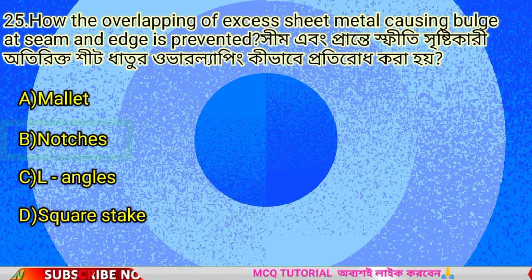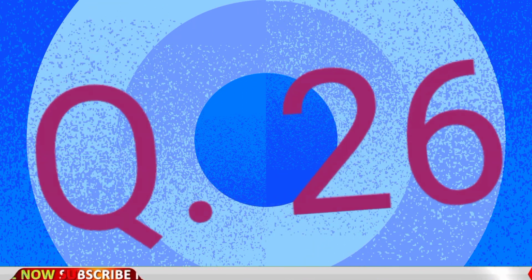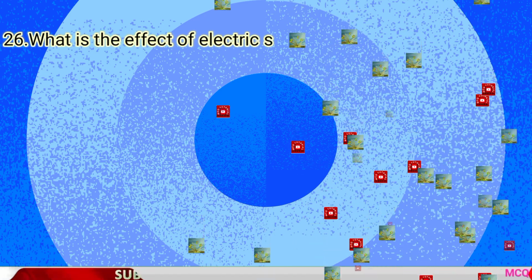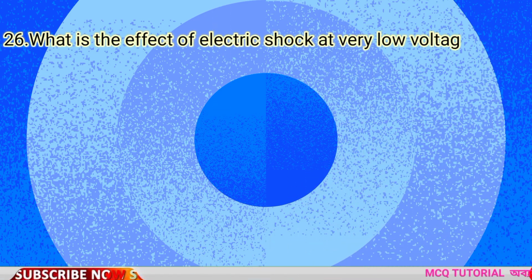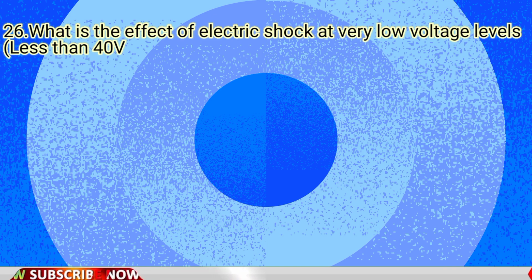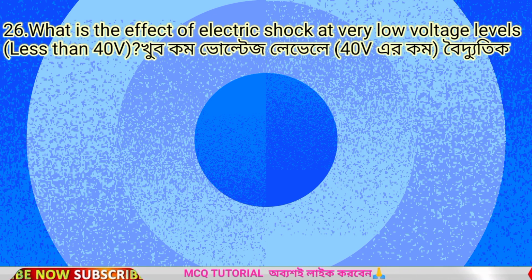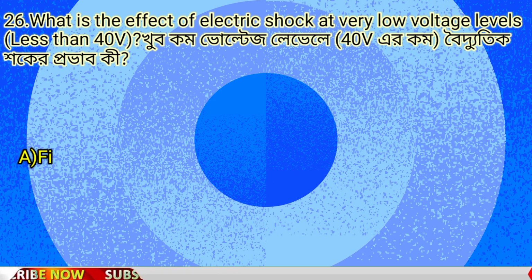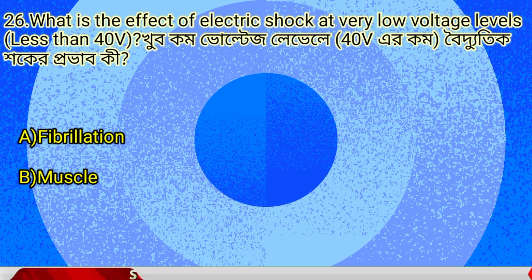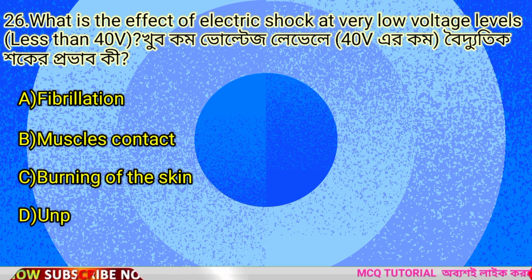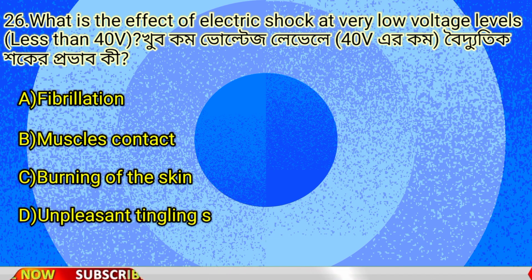The answer will be option B, notches. What is the effect of electric shock at very low voltage level, less than 40 volt? Option A, fibrillation. Option B, muscle contraction. Option C, burning of the skin. Option D, unpleasant tingling sensation.